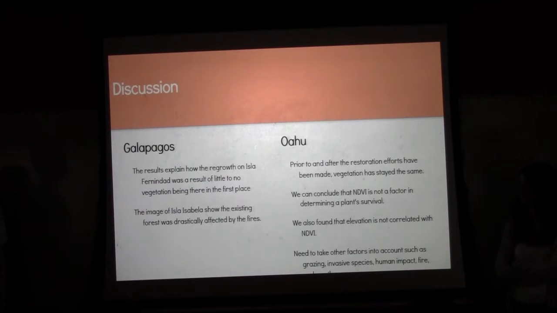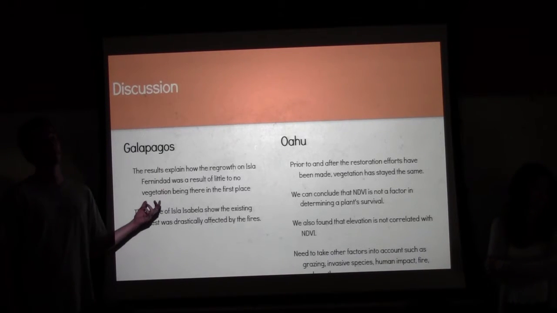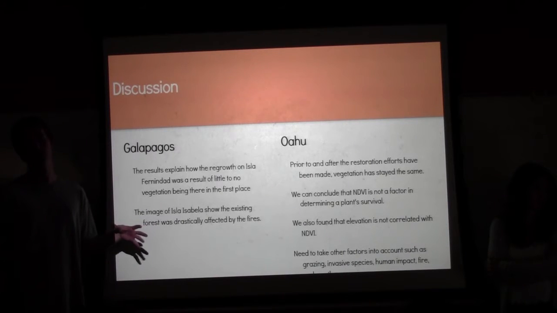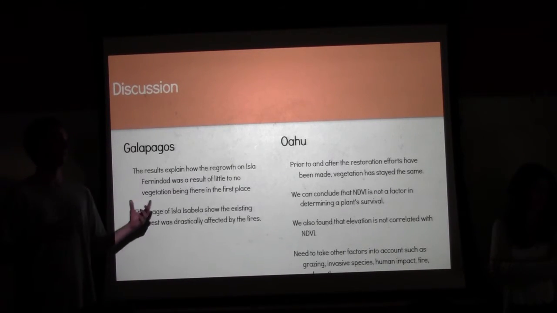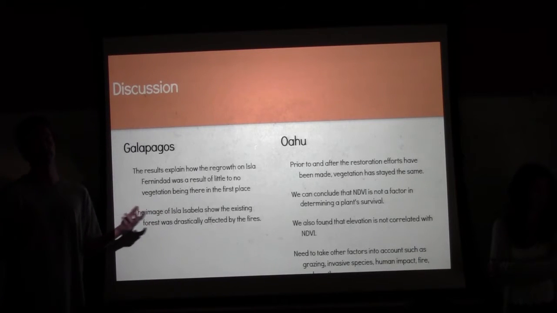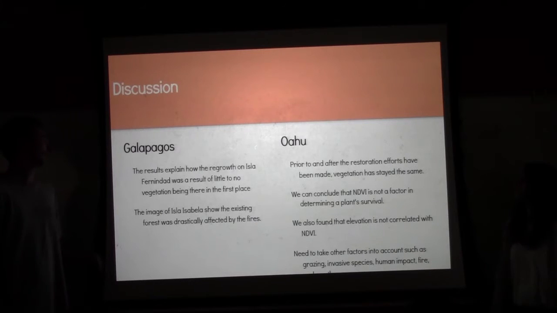The discussion that we came to a conclusion for the Galapagos: if you remember the vegetation map on Fernandina, where the fire was, there was not a lot of vegetation. As a result, it showed a lot of regrowth because there was very limited vegetation to begin with. So after the fire, the NDVI picked up very small amounts, anything that was green, little grass, shrubs, and it showed a lot of regrowth.